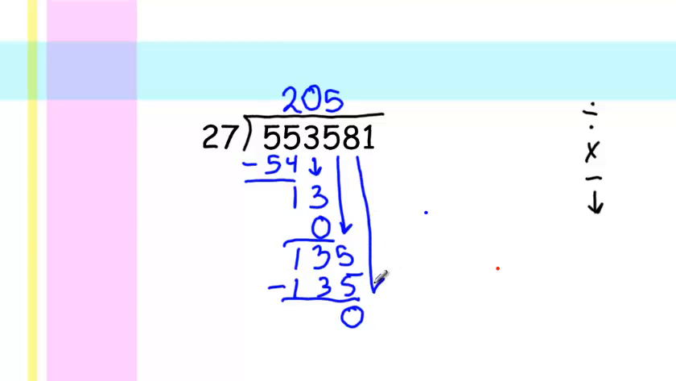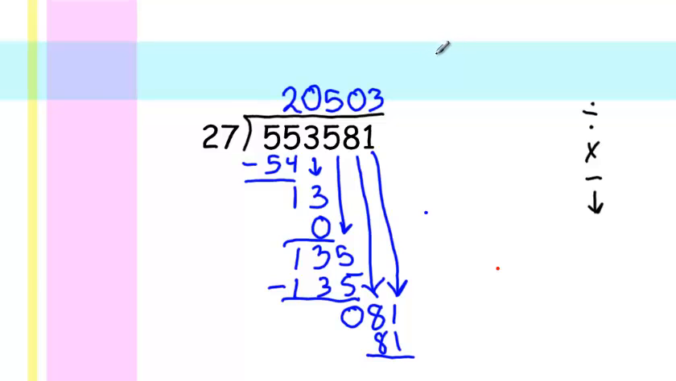We bring down the 8. 27 goes into 8 0 times. 0 times 27 is 0. Subtract is an 8. So let's bring down the 1. 27 goes into 81 3 times. 3 times 27 is 81. And again, there's no remainder. If there was a number down here, that would be your remainder, or you could put in a decimal and continue the division if you felt like it.